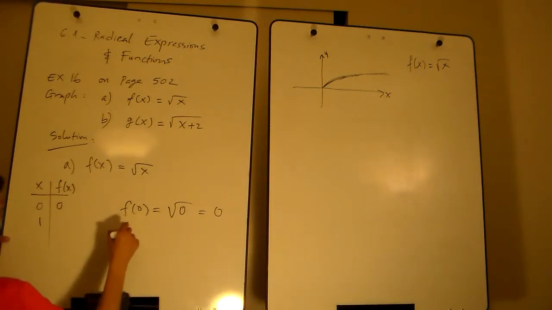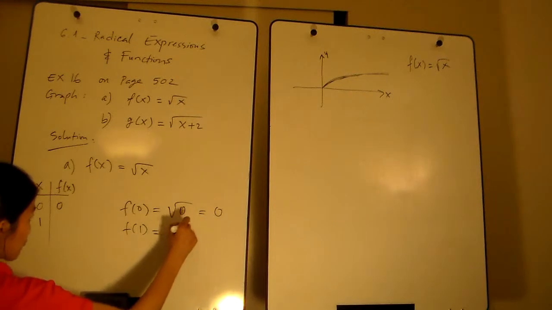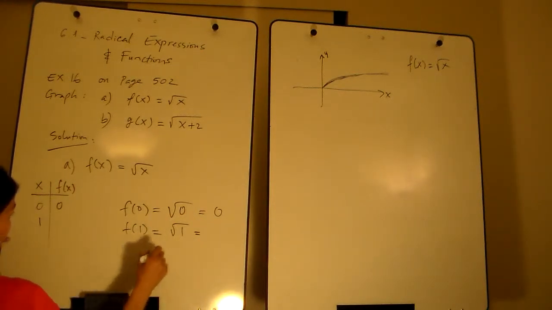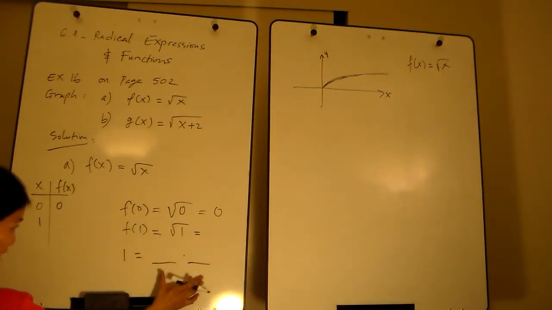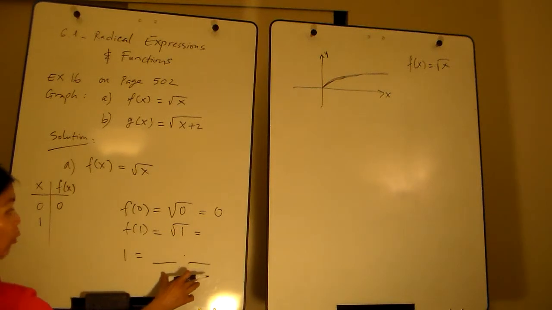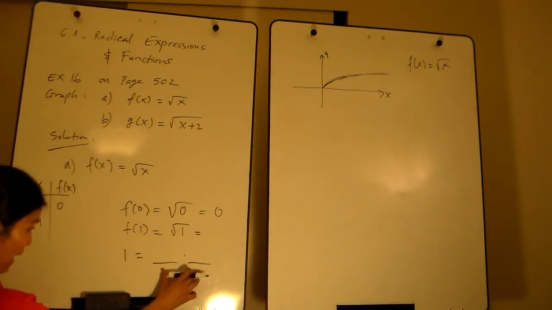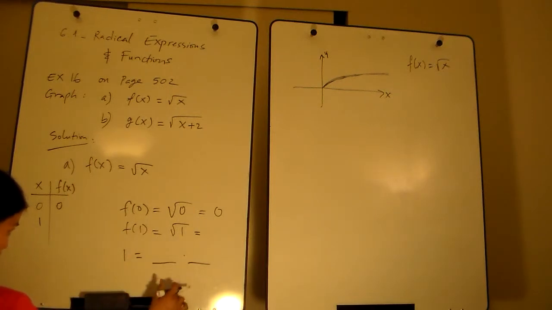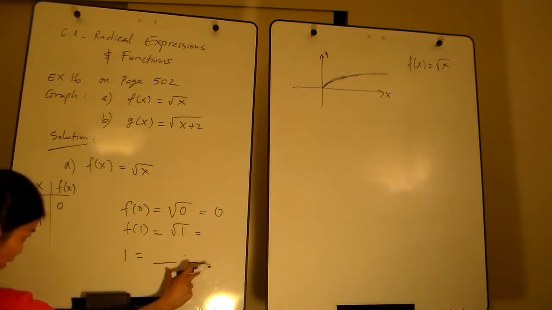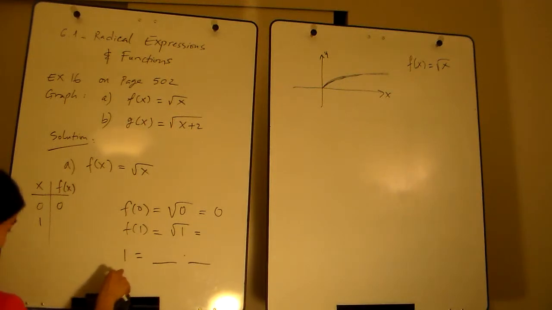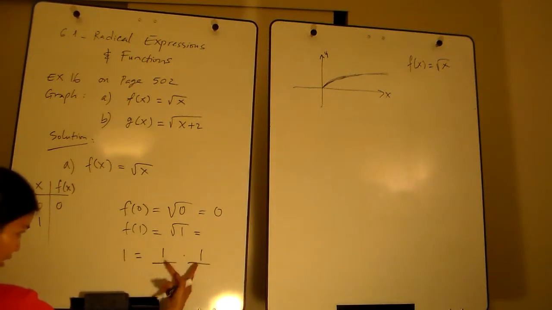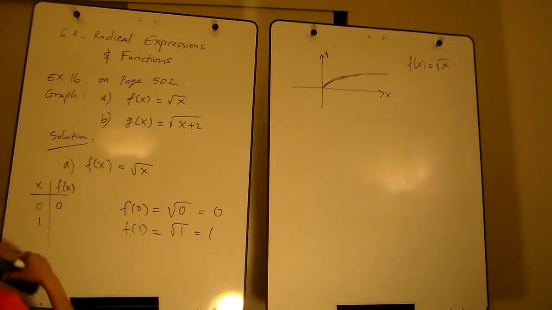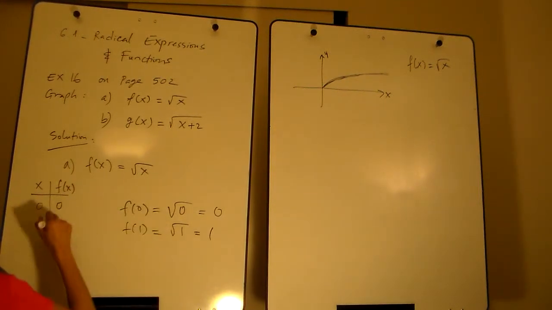How about 1? f of 1. So square root of 1 is equal to what? Again, the radicand 1 is equal to what times what, and these two are identical factors. You have to think of the two identical factors that, when you multiply them, give the radicand 1. The only two factors: 1 times 1, right? So you know that square root of 1 is equal to one of these, which is 1. So when x is 1, f of 1 is 1.